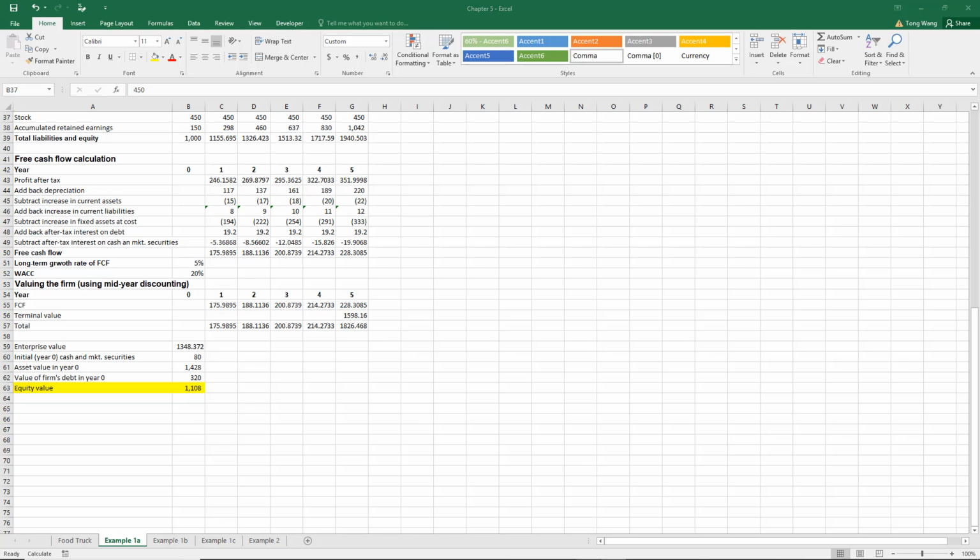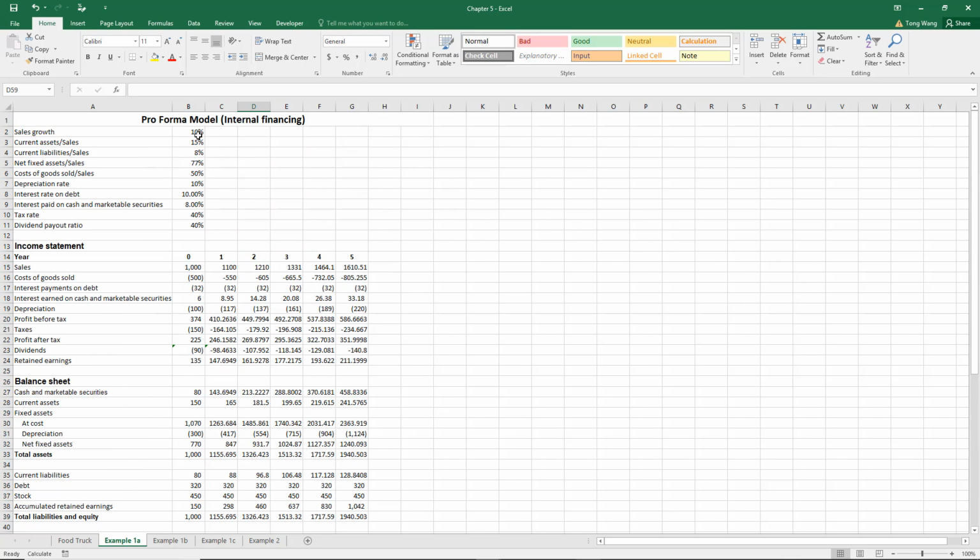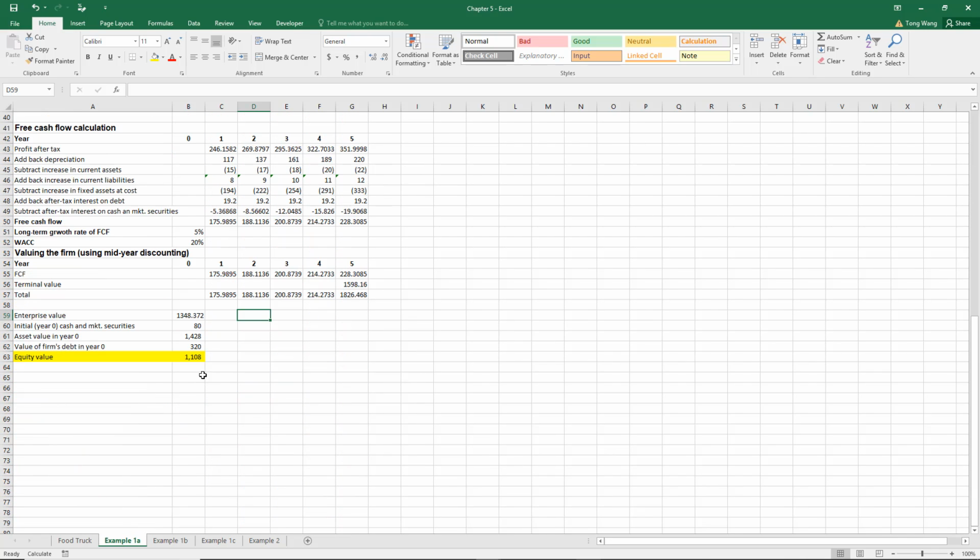Okay, so the next thing we can do is some sensitivity analysis. For example, here I'm assuming that the sales growth rate is 10% per year, so my forecast is based on that. What if I change my sales growth rate forecast? What's going to happen to my stock value? So let's use a data table to figure that out.